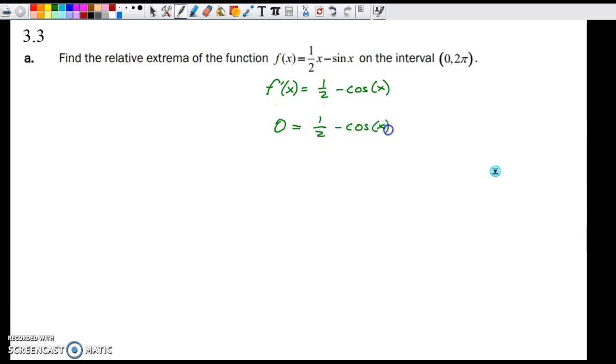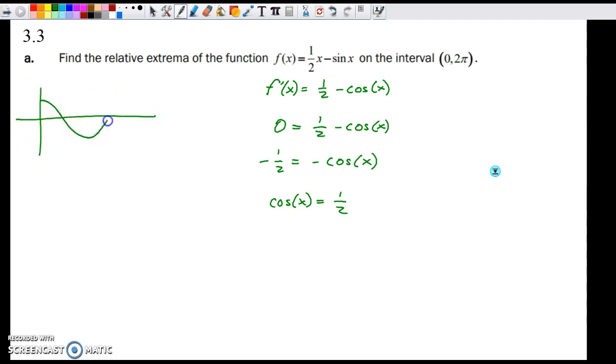So we're just going to set this derivative equal to 0 and solve. What's going to happen here is you're going to get negative 1/2 is equal to negative cosine of x. You're going to divide by negative 1, and you want to know when cosine of x is equal to 1/2. There's a couple times within this interval 0 to 2 pi. For 0 to 2 pi, you're imagining one complete cycle of the cosine function, and you want to know when it's equal to 1/2.